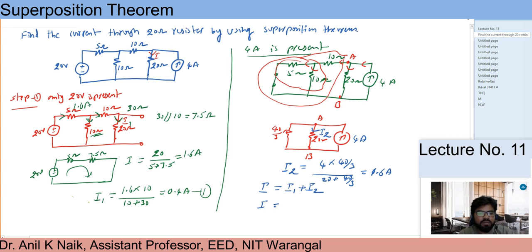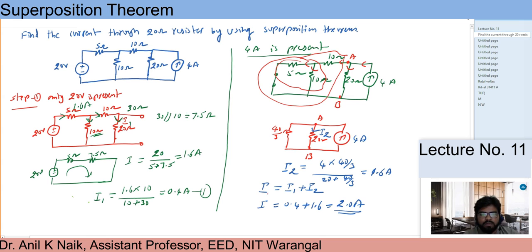So I1 is equal to 0.4 plus 1.6. The direction is the same, both currents are flowing in the same direction due to both the sources. So I can take this as 2 amperes, the current flowing through my 20 ohm resistance. This is how I apply the superposition theorem and find the current flowing through any branch.